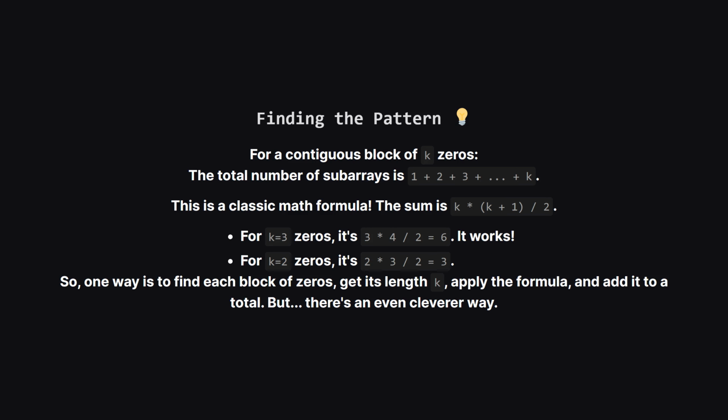So, did you notice the pattern? For a block of 3 zeros, the count was 3 plus 2 plus 1. For a block of k zeros, the total number of subarrays is always the sum of all integers from 1 up to k. There's a handy formula for this, which you see on screen. We could use this, find a block of zeros, measure its length, plug it into the formula, and add it to our total. But let's explore a more dynamic approach that doesn't even need the formula.